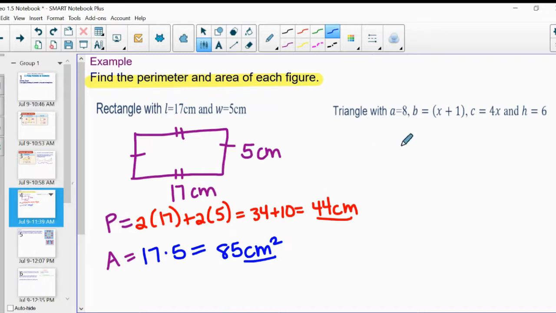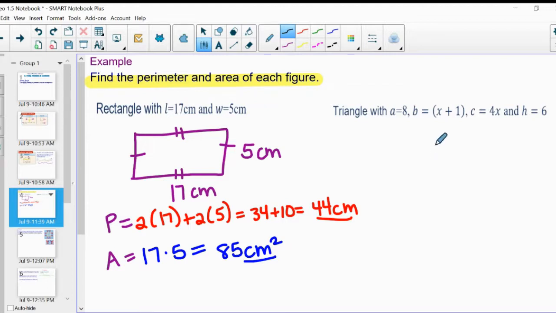All right. Moving on to the triangle. We'll kind of do the same thing here. I'll help you get it set up, and then I want you to pause and try it. So we have a triangle with A equals 8, which is one of the sides. B is x plus 1. C is 4x, and the height is 6.